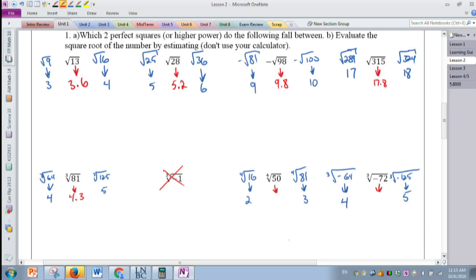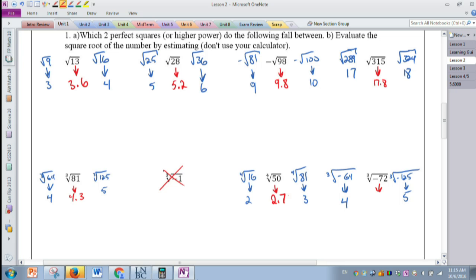2.7. I like that, Eric. 50 is a little bit closer to 81, so I can handle that. 2.7. That looks good. And then 64 and 125. Just kind of ignore the negative for now, but we'll talk a little bit more about that later on.